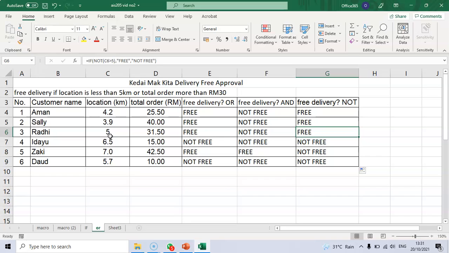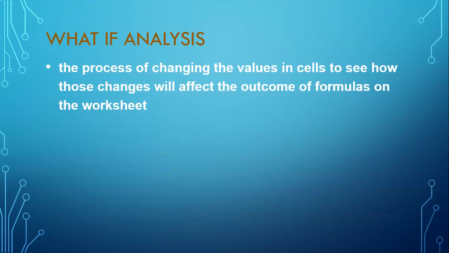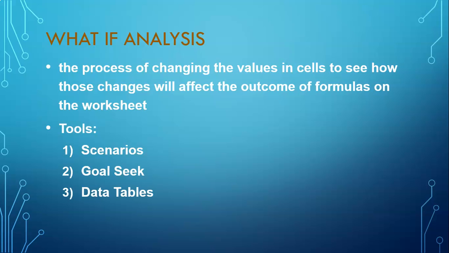Okay, then we have covered the logical IF functions with a practical example. Now we look into the third subtopic, which is What-If Analysis. What-If Analysis is available in Microsoft Excel, where it is actually a process of changing the values in the cells to see how those changes will affect the outcome of the formulas on the worksheets. The tools that you can use in Microsoft Excel are Scenario Manager, Goal Seek, or Data Tables.